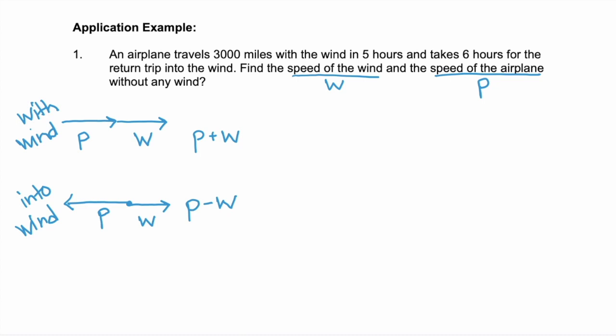Now, we also know that the distance is 3,000 miles, right? So let's put that over here. Distance is 3,000. And we know the time with the wind is 5 hours, and the time into the wind is 6 hours. So remember, when you have distance, rate, and time, you use the equation distance equals rate times time. Or, because we're trying to solve for the rate, rate equals distance over time.